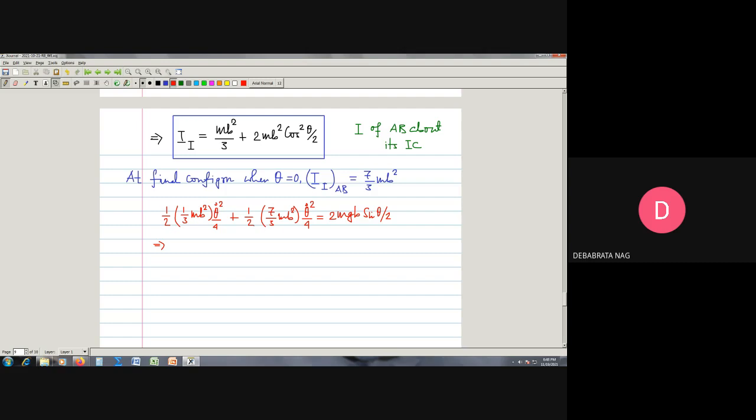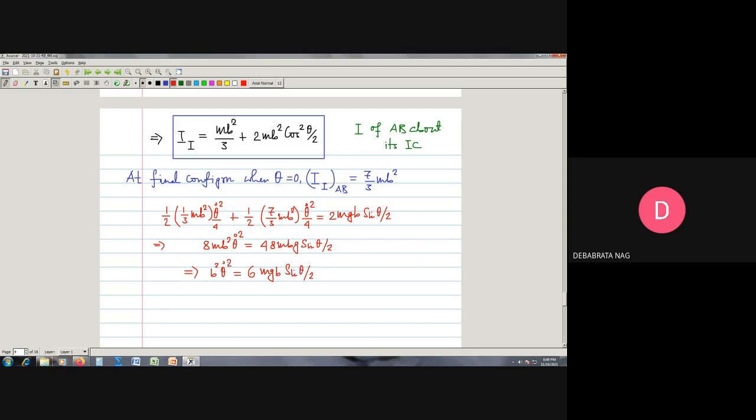In fact, it is not only 1/8, it is actually 2, 3, 6, 24. So 24 can be taken common, and therefore we can write this is mb square theta dot square plus 7 mb square theta dot square. That means it becomes 8 mb square theta dot square should be equal to 24 into 2, that means 48 mgb sine theta by 2. Sorry, one b is extra, so just remove it. So it is mgb sine theta by 2. And we can write from here that b square theta dot square is equal to 6 mgb sine theta by 2.